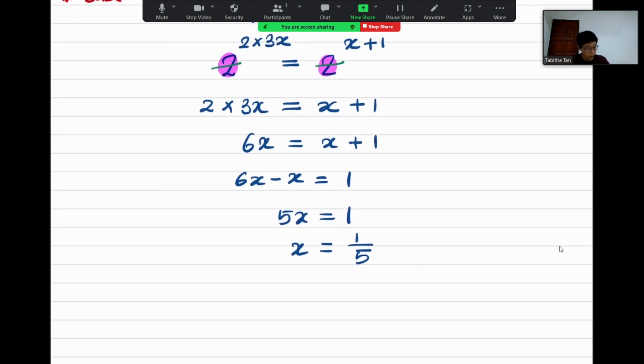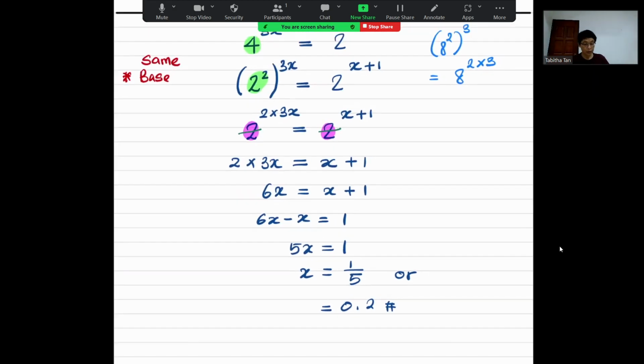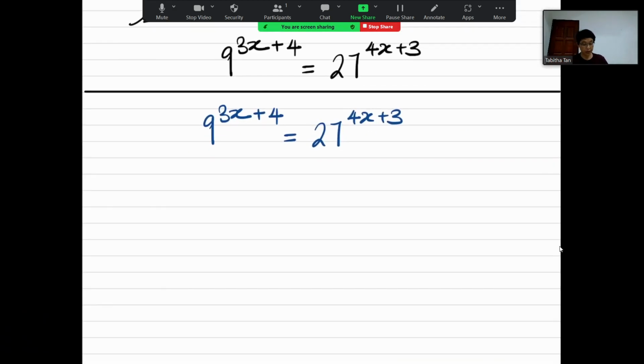If you want to make it into decimal, or you can just put it here, so 0.2. And that's it. That's the solution. Okay, so this is for the first example. Let's move on to the second example.